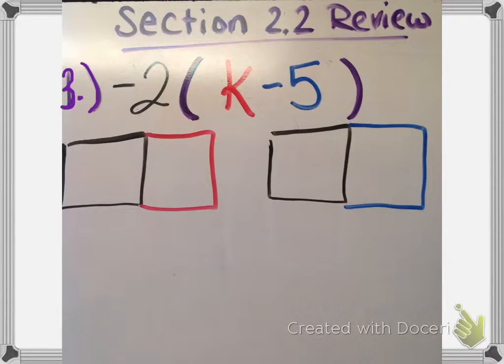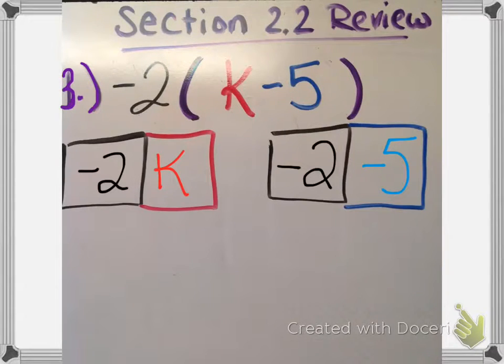Number 3, negative 2 times the quantity of k minus 5. What's your answer? Negative 2 is the number to share, so we will use that in the black boxes. Then it's time to bring down your red k and your blue negative 5.